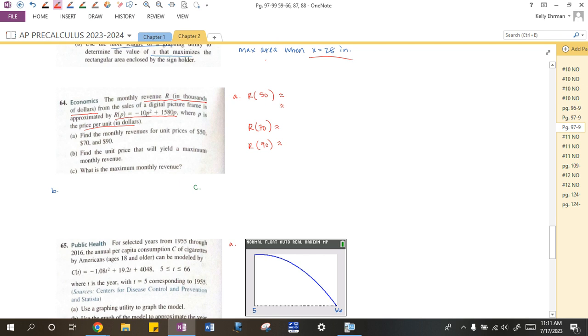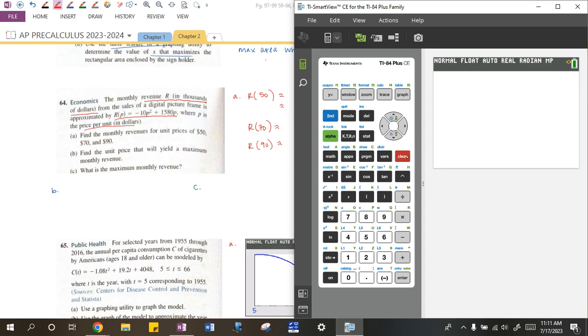But remember, when we've done this with regression equations before, if R comes out to, say, 5, and this says thousands of dollars, that's not $5, that's $5,000. So let's go ahead and calculate this and see what R comes out to. So negative 10 times 50 squared plus 1,580 times 50. So I get an answer that's in the thousands.